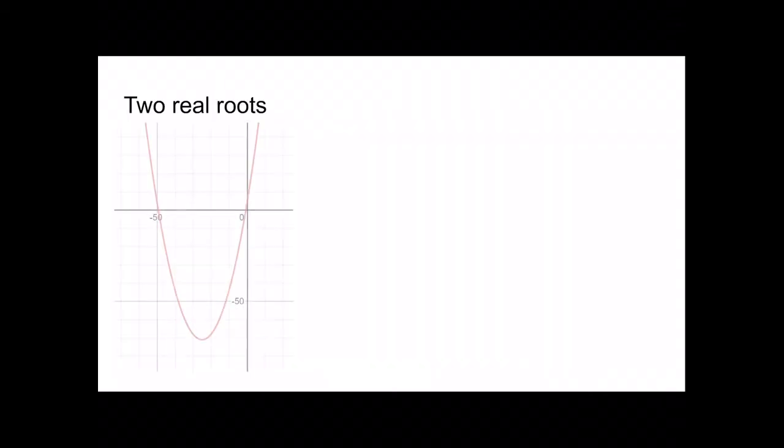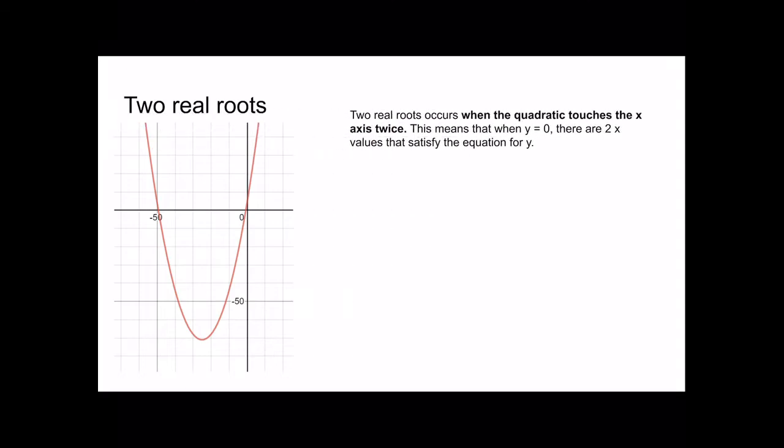Okay, so two real roots. As you can see in this picture, the parabola cuts the x-axis twice. Two real roots occurs when the quadratic touches the x-axis twice. This means that when y equals 0, there are two x values that satisfy the equation for y. So when x is around 0 and when x is around negative 50, the y value is 0. So the two roots would be approximately 0 and negative 50. That would be the two different roots there.